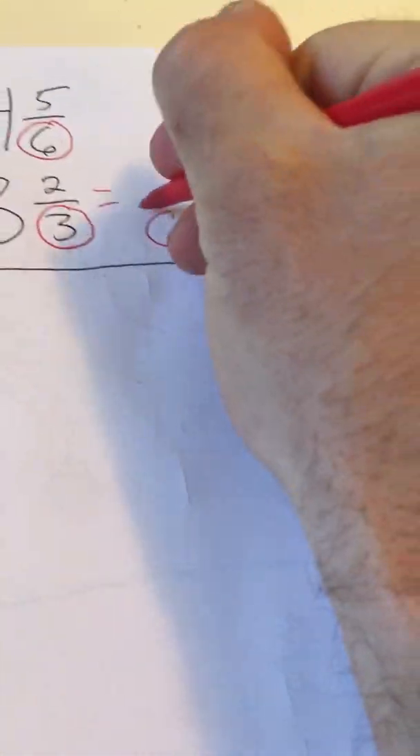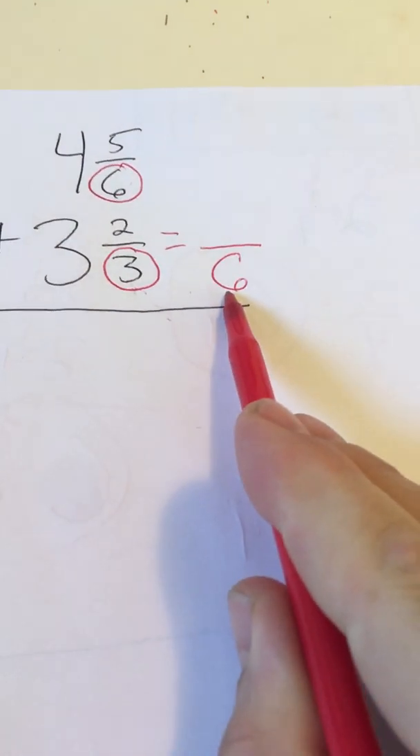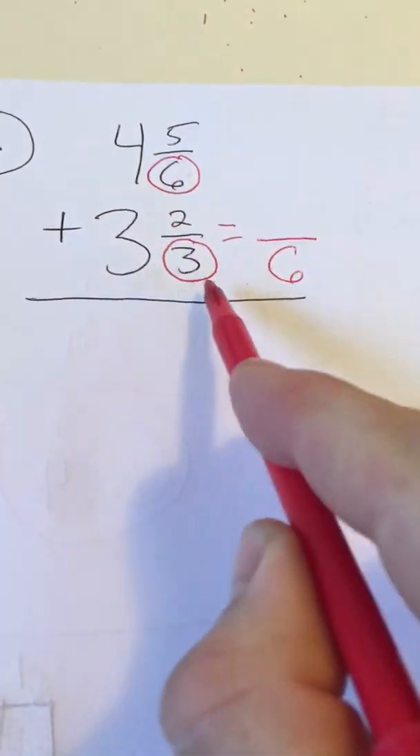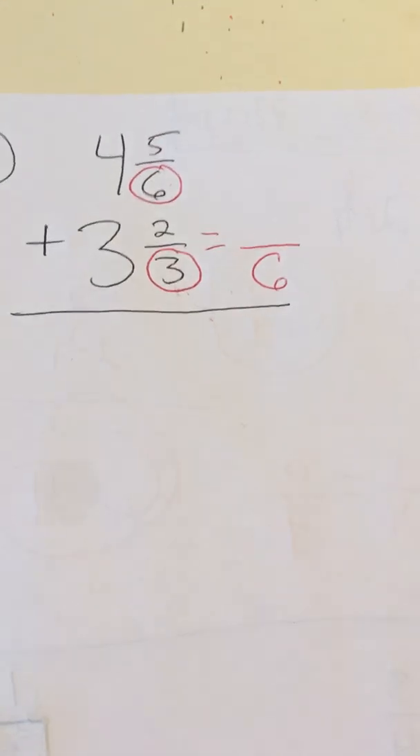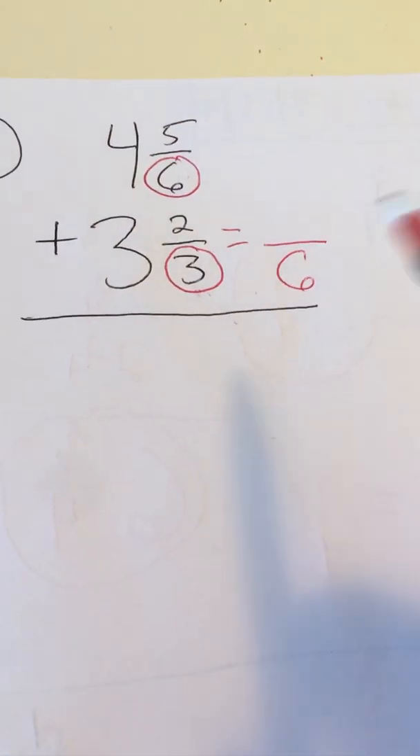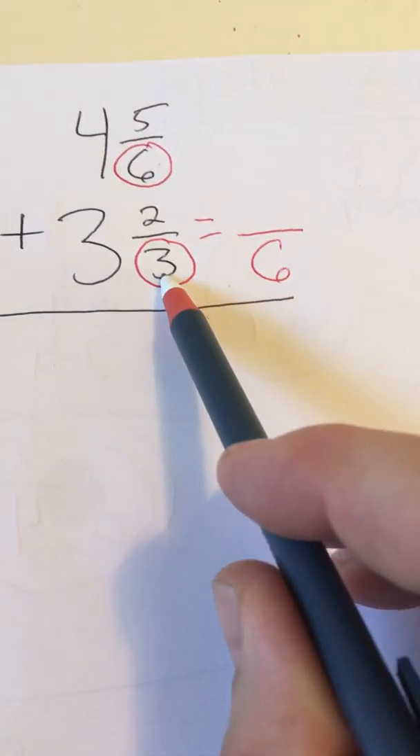So we're going to turn 3 into a denominator of 6. We're basically saying 2/3 is how many sixths. So we're going to use what we've learned about creating equivalent fractions to help us do that. So 3 times 2 got us to 6.